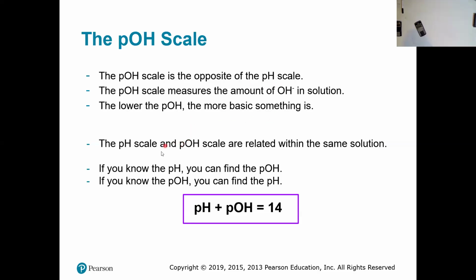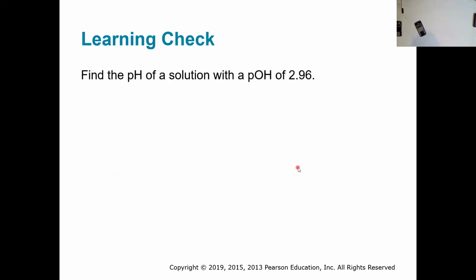I think these are all repetitions of what we've already said. What's important to really take away from this, though, is that if you know the pH, you can already find the pOH. You just have to do a subtraction. If you know the pOH, you can automatically find the pH. You just have to do a subtraction.